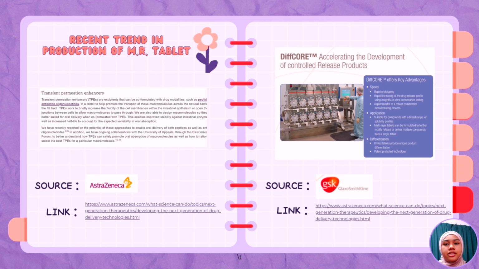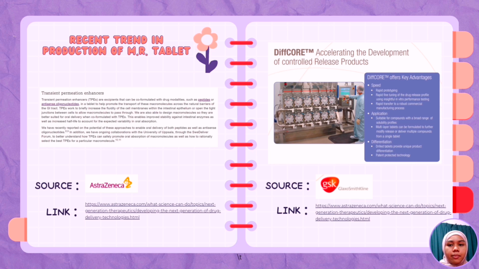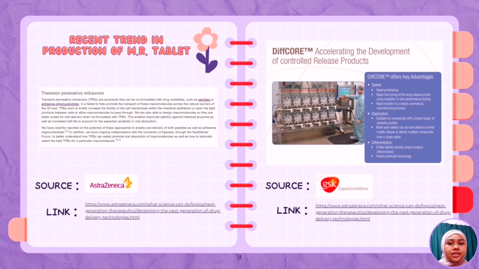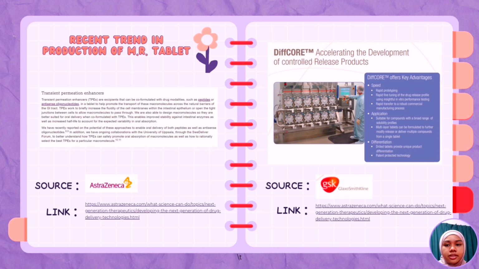The recent novel technology for this modified release tablet, the first one that I saw from the AstraZeneca website itself, is the transient permeation enhancer, which allows the diffusion of macromolecules of drug across the GI tract. So this will increase the absorption, improve stability of the drug against the enzymes of the stomach or the gastric juice, as well as increasing the half-life of the drug to improve oral absorption.